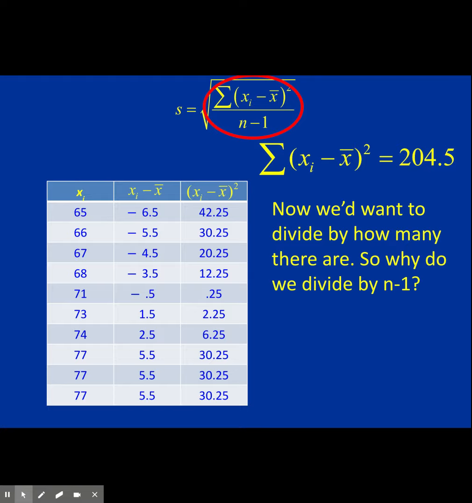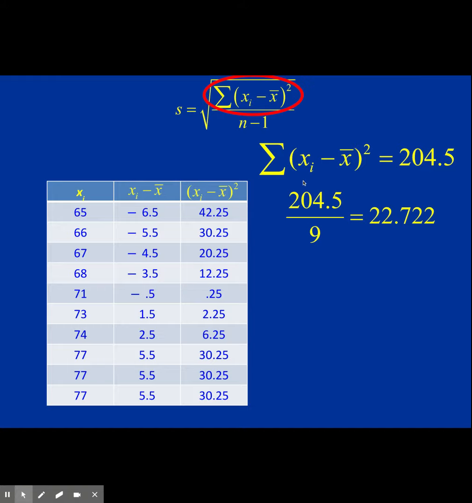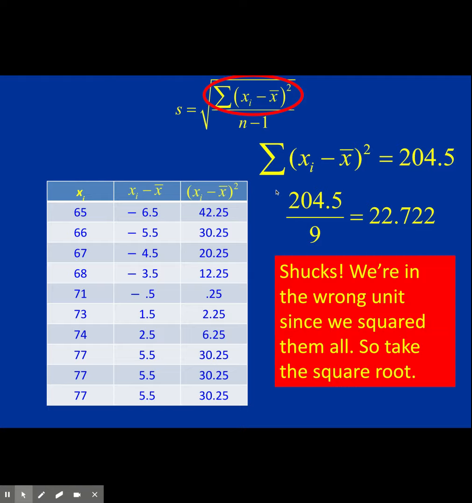It's not going to change the standard deviation that much, dividing by n minus 1 versus dividing by n. It's really not going to change it that much to the point where it becomes a problem. Okay, so that's why we do that. Just giving ourselves a little bit of wiggle room here. So when we do that, 204.5 divided by 9, we get 22.722. So right now, what we have is everything underneath the square root.